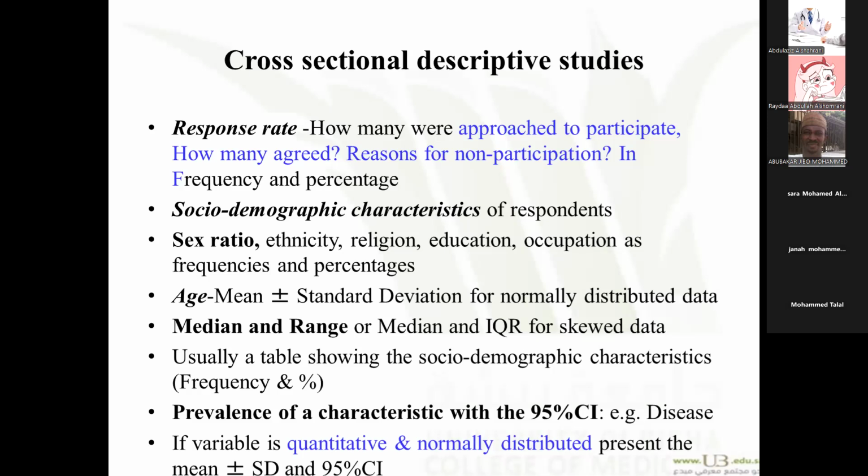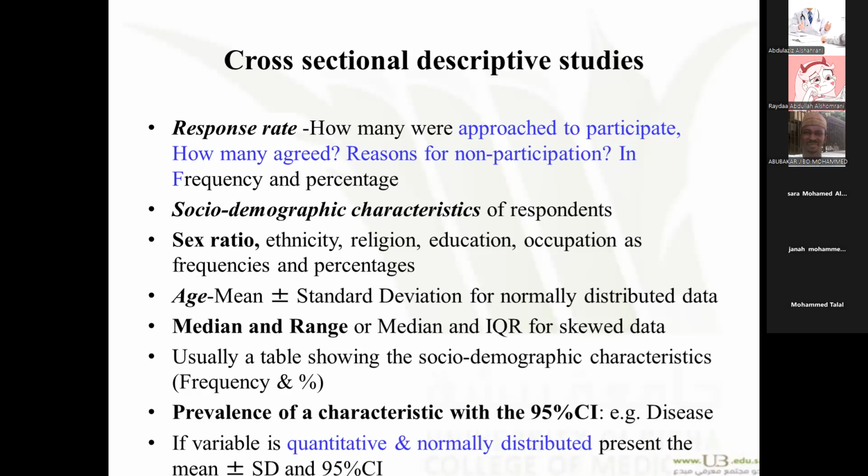You need to tell us about the socio-demographic characteristics of respondents, their sex ratios, their ethnicity, education, occupation. All these are part of socio-demographic features. The age: whenever you have collected information about the age of the respondents, you need to give us the mean of the age and the standard deviation, especially for normally distributed data. Then we also need to know the median and the range, or the median and the interquartile range, if the data is not normally distributed.